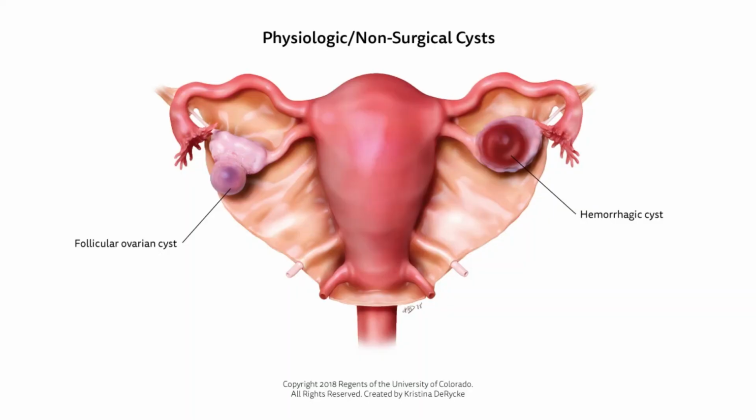The next type of cyst is a hemorrhagic cyst. So this is an adnexal mass, or a lump of tissue-like structure, that forms in the ovary when bleeding occurs into the follicle or the corpus luteum.